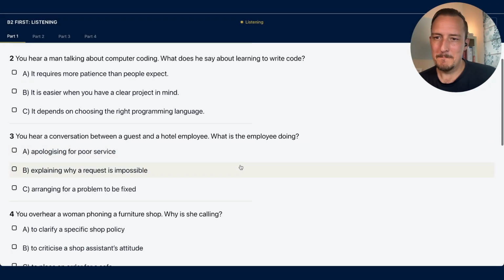2. You hear a man talking about computer coding.